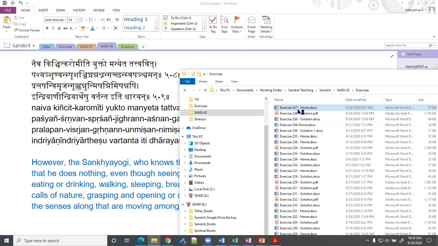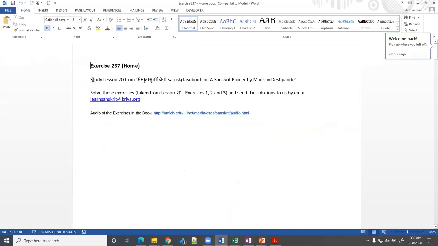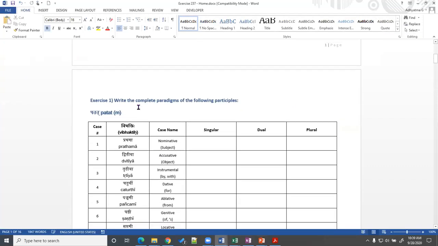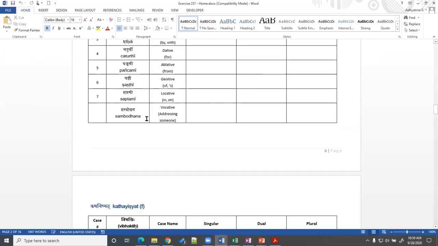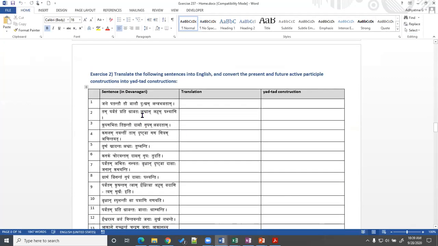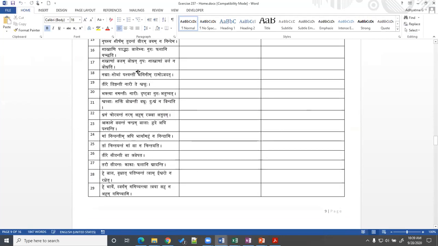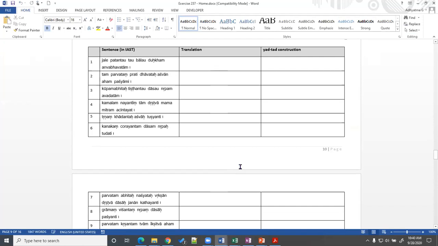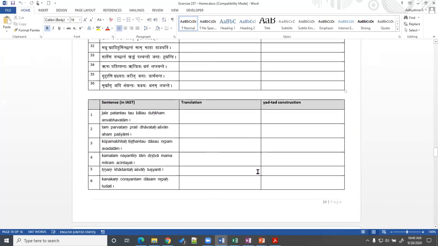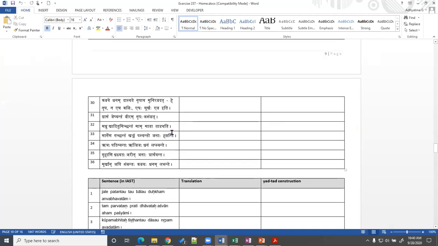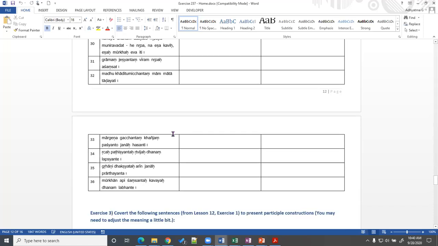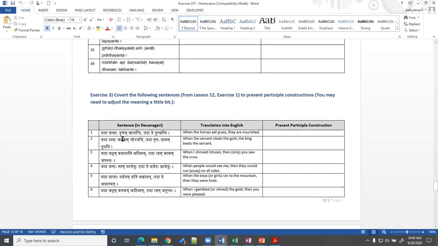I'll show you the exercise 237. It is there from lesson 20 from Sanskrit Subodhini. So Tapasya Anandji, as always, has created this exercise in a table format, so that you don't have to worry too much about putting the format, etc. You can use the solution from this exercise, the first two sentences are solved in our class exercise. So you can use that for solving this exercise. I solved these first two sentences for both the exercises.